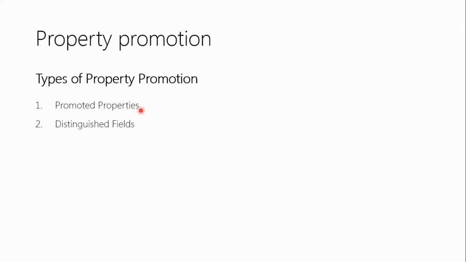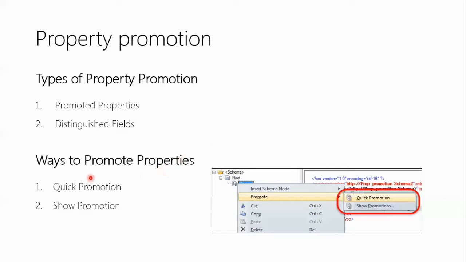First, a brief detail about property promotion in BizTalk. There are two ways in which elements from our schema can be promoted in BizTalk. First is promoted properties and second is distinguished fields. These two promotions can be done in two ways. One is quick promotion and second is show promotion.